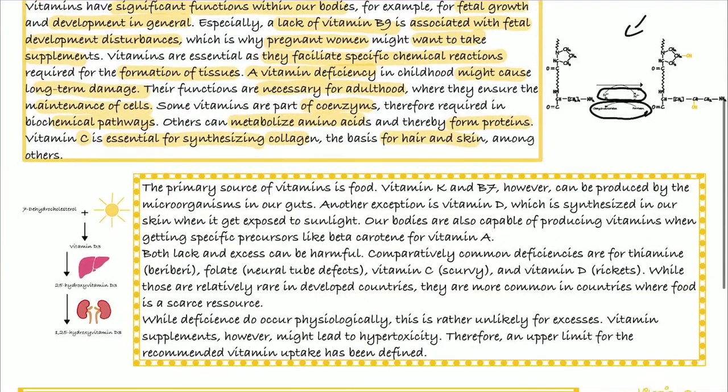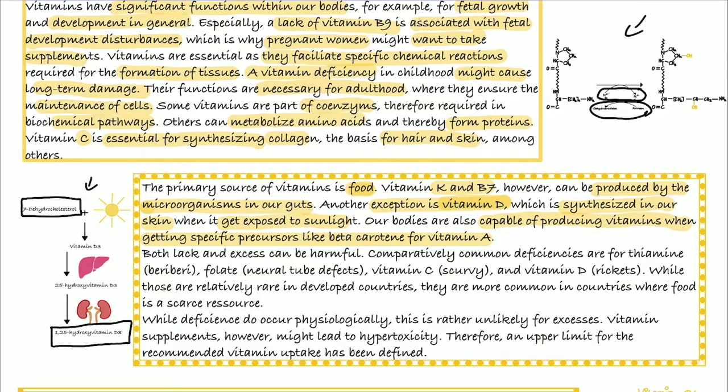And here you see that we need ascorbate for iron. Now, the primary source of vitamins is food. Vitamin K and B7, however, might get produced by microorganisms in our guts. Another example, and this is, I guess, rather famous, is vitamin D. This is synthesized in our skin when the skin gets exposed to light. And our bodies are also capable of producing vitamins when getting specific precursors like beta-carotene for vitamin A. And here you see the cycle, how a specific cholesterol form is synthesized into vitamin D3.